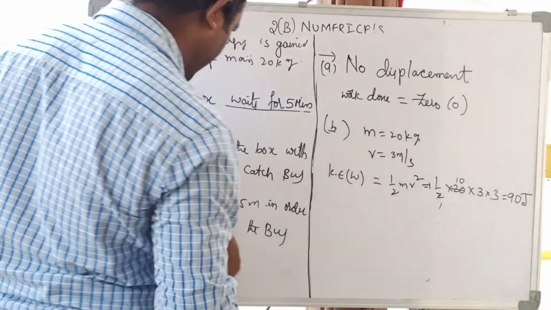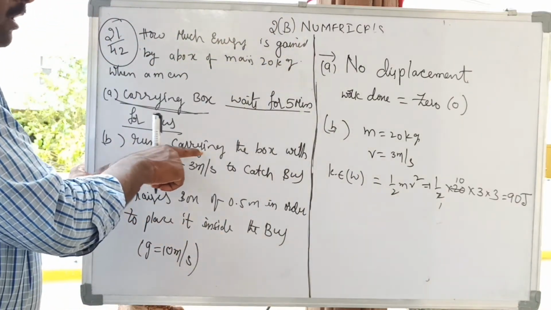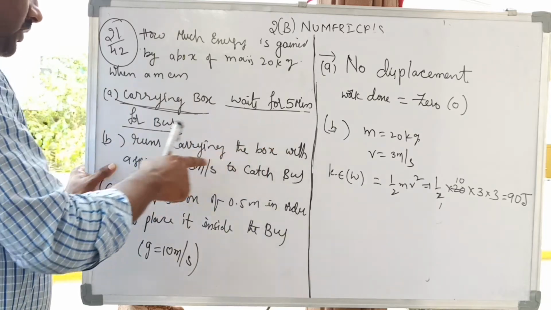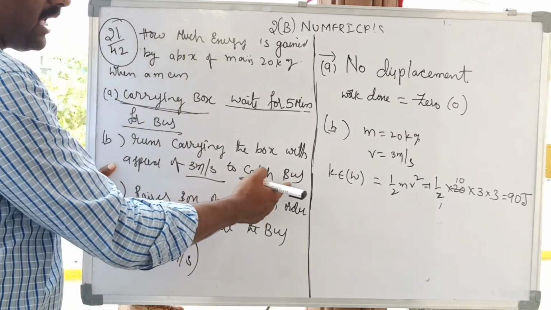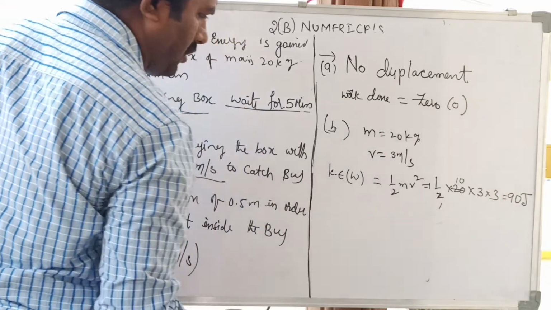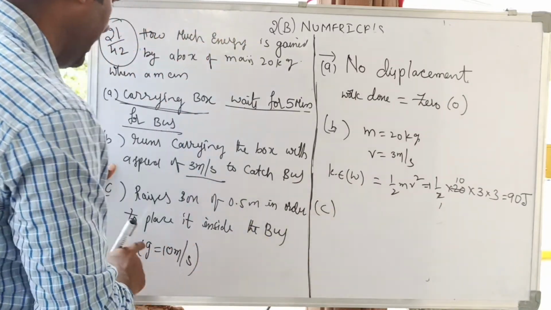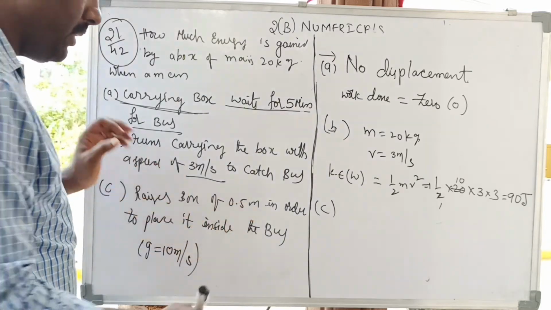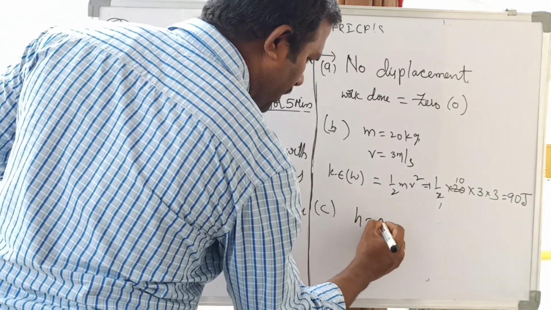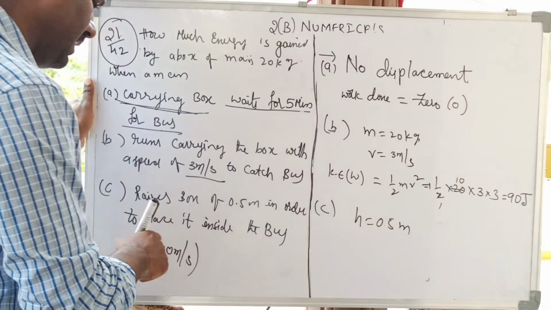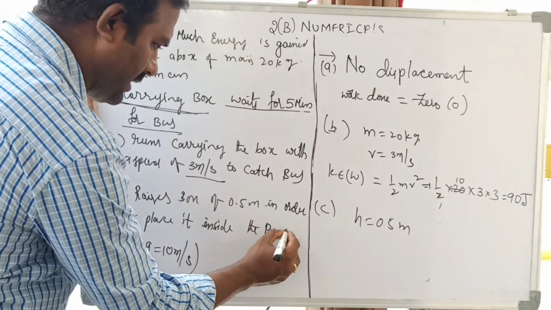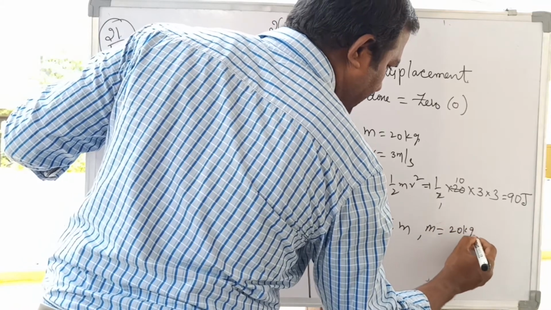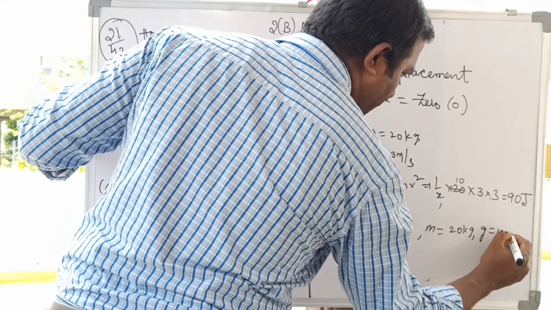90 joules of work is done when he is carrying the box on his head and runs with a speed of 3 meters per second to catch the bus. This is the 90 joules of work done by him. And the next one: raising a box by 0.5 meters, that means h is equal to 0.5 meters, to place it inside the bus. The mass is 20 kg and g is given as 10 meters per second squared.